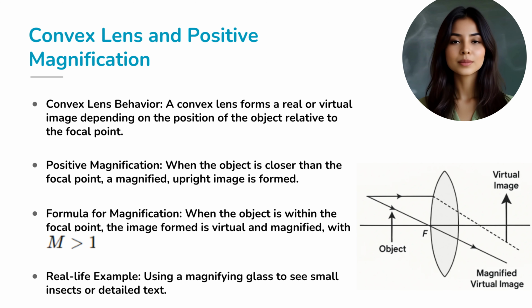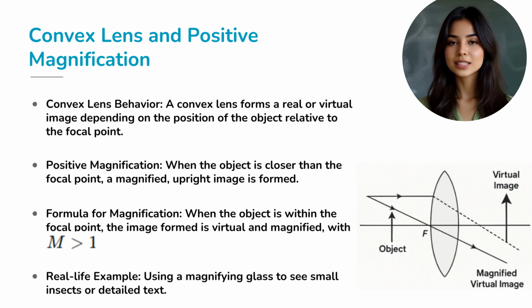Hello everyone! Have you ever used a magnifying glass to look at the fine details of an insect or to read really tiny text on a label? The image suddenly looks bigger, clearer, and upright. That's a perfect everyday example of positive magnification produced by a convex lens. Now let's understand how it works.